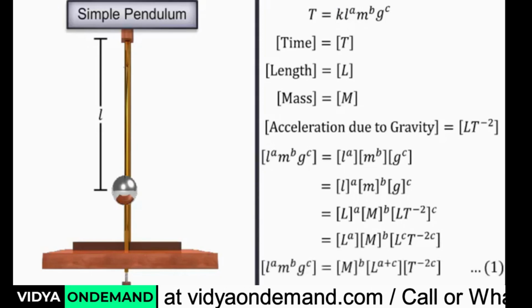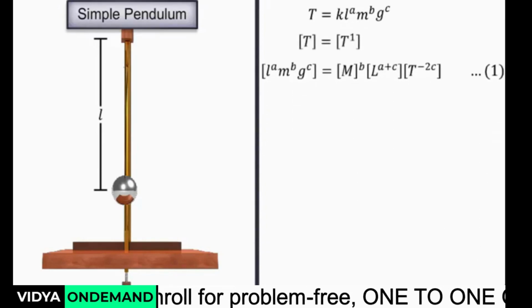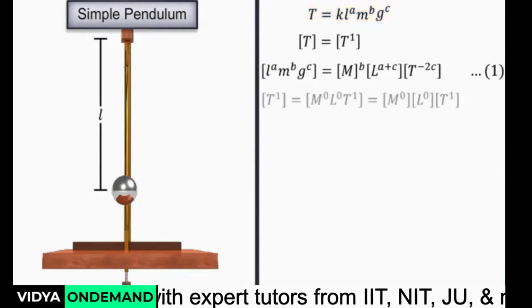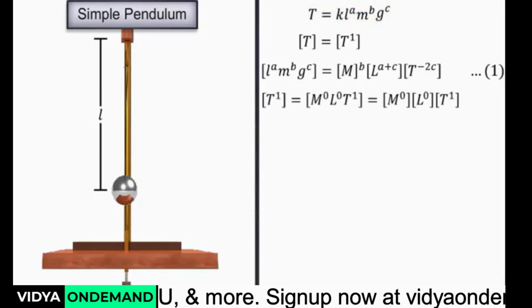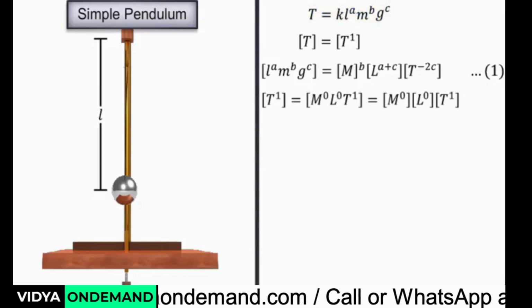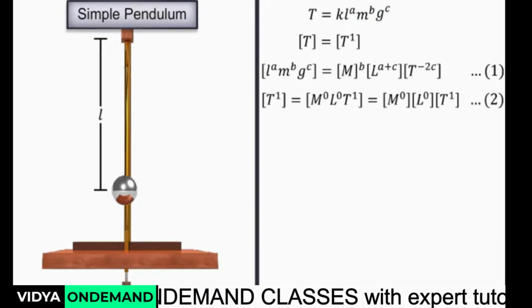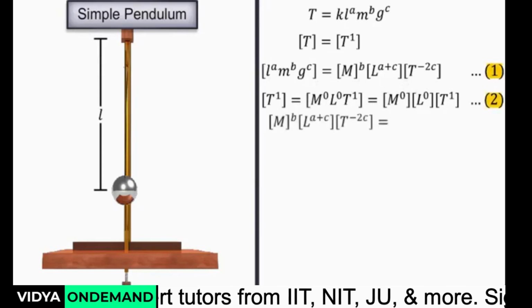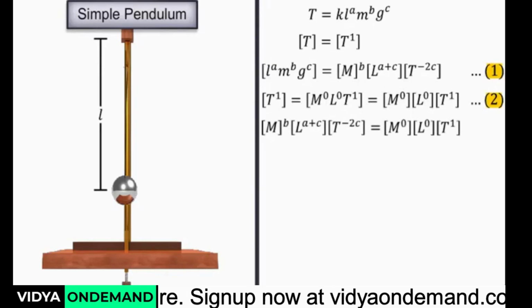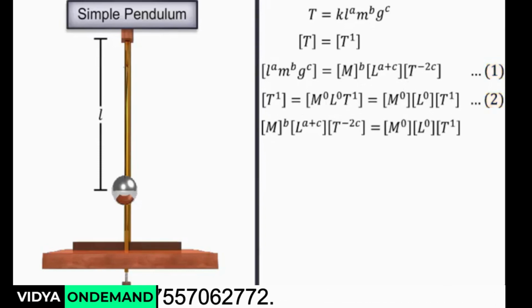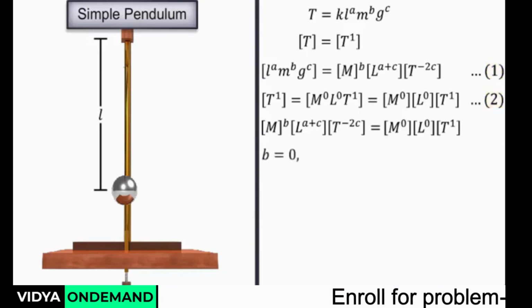The dimensional formula of the quantity on the left side of the equation is as shown. As we do not have the terms for M and L on the left-hand side of the equation, we take their powers to be 0 as shown. Let this be equation 2. Equating equations 1 and 2, we compare the powers of the base quantities on both sides of the equation. Thus, we get B equal to 0, A plus C equal to 0 and minus 2C equal to 1.